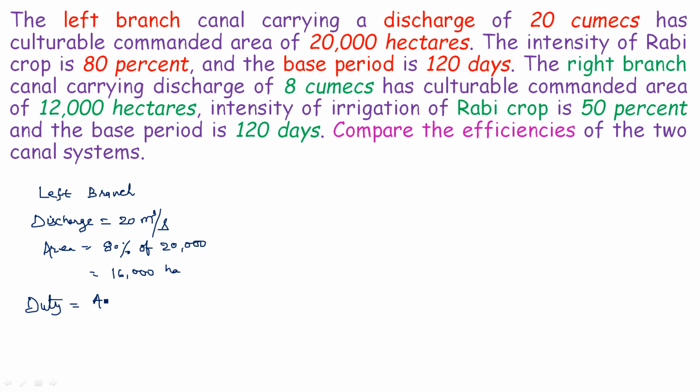So area by discharge. Area is 16,000 and discharge is 20 meter cube per second, which comes as 800 duty, so 800 hectare per cubic. It means through the left branch canal, 1 cubic meter per second of water can irrigate 800 hectares of land.